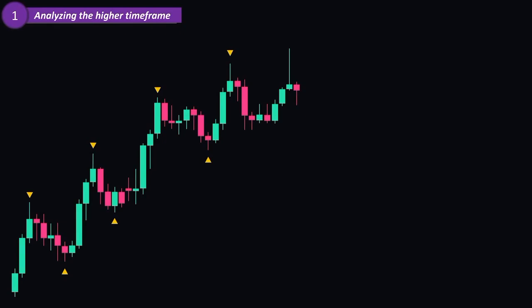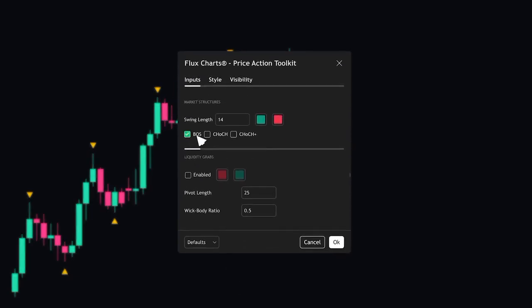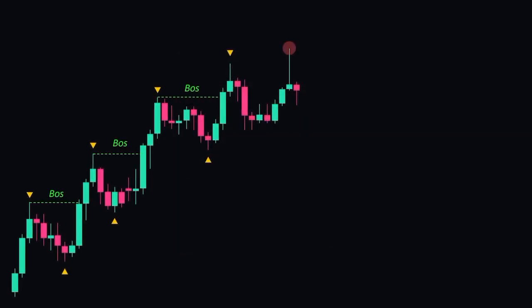In this general analysis, we apply smart money market structure concepts to determine market direction and key levels. To identify the direction, we look for breakouts, reversals, and liquidity sweep patterns. Like I mentioned, today we're going to use the Price Action Toolkit indicator. So, let's apply the break of structure, CHoCH, CHoCH Plus, and also liquidity sweep from the indicator's settings. Now we can see that we have multiple breaks of structure to the upside, indicating that the overall direction is bullish. Then, the market forms a liquidity sweep above the previous high, signaling a potential reversal.